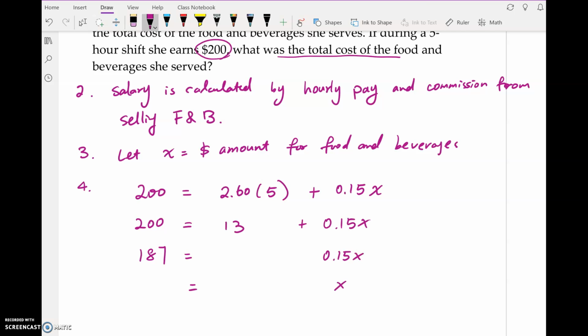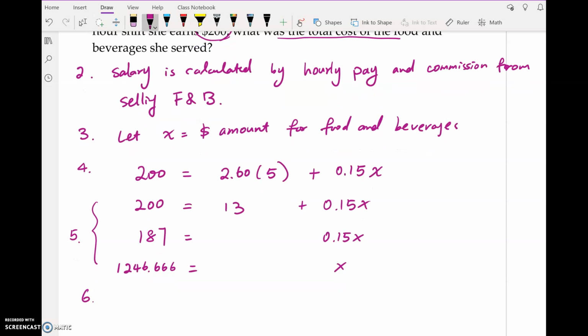And then to solve it, we got 1246.666. So Stephanie sold, or served, a total bill of 1,246.67 on food and beverage.